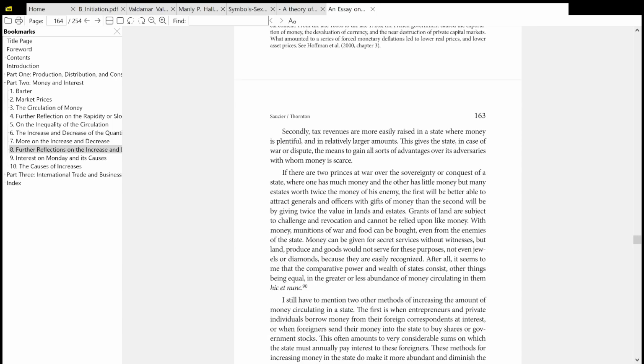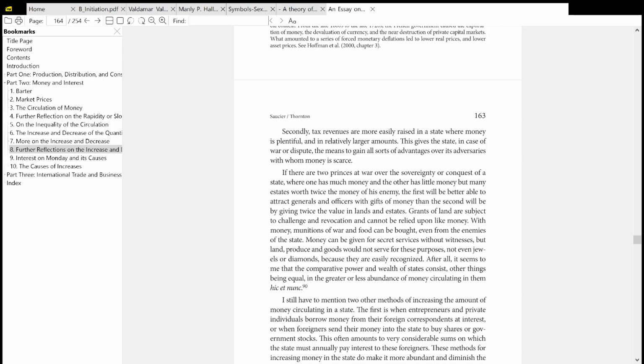Secondly, tax revenue is more easily raised in a state where money is plentiful, and in relatively larger amounts. This gives the state, in case of war or dispute, the means to gain all sorts of advantages over its adversaries, with whom money is scarce. If there are 2 princes at war over the sovereignty or conquest of a state, where one has much money and the other has little money, but many estates worth twice the money of his enemy, the first will be better able to attract generals and officers with gifts of money than the second will be by giving twice the value of land and estates.